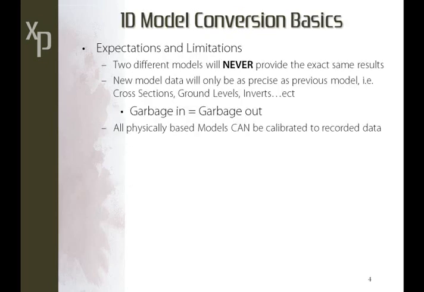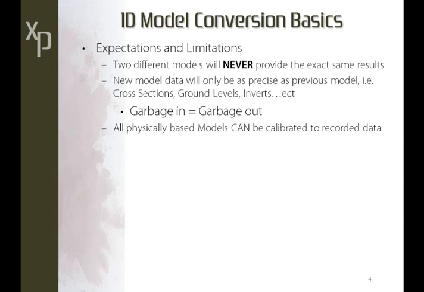So to begin, there are a few expectations and limitations that should be kept in mind when doing 1D modeling. First and foremost, two different models will never produce the same exact results. Now this is probably the most important thing to keep in mind, as even if you had the same version, the same model, and you changed minor cross-section geometry or changed the time step used, you would still produce different results. Now, as you can probably see, if you were to convert between different software packages which solve different calculations and have different run engines, these will never produce the exact same results, though, as I'll talk about shortly, they can be calibrated to have approximately the same results.